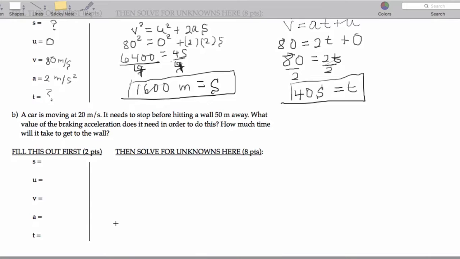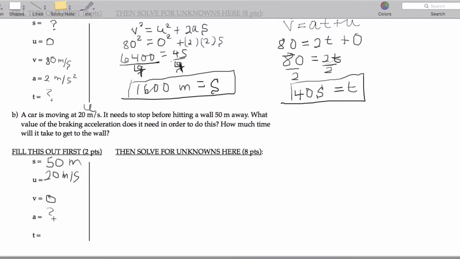So a car is moving at 20 meters per second. It needs to stop before hitting a wall 50 meters away. We want to know the value of the braking acceleration it needs in order to do this and how much time it will take to get to the wall. So we're going to assume that it's going to come to rest before it hits the wall, so v will be 0. I know that it's traveling 50 meters because that's given in the problem, and it starts off at a speed of 20 meters a second.